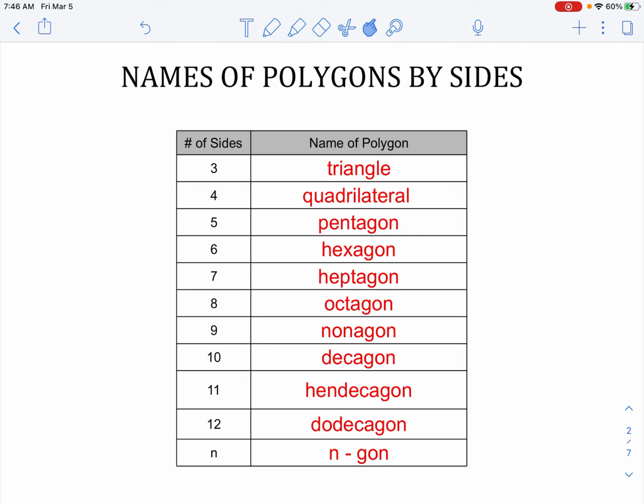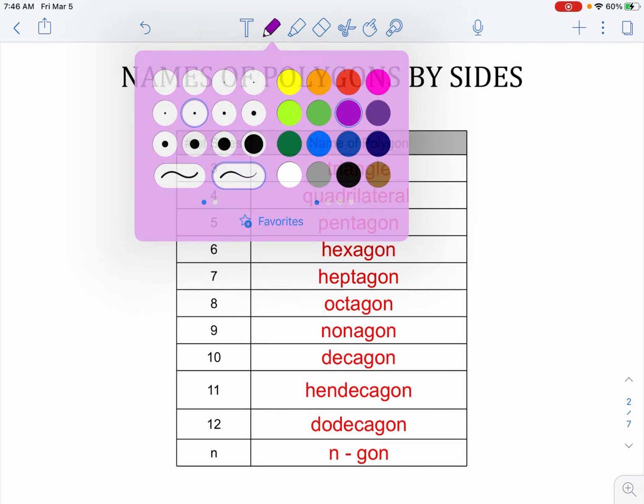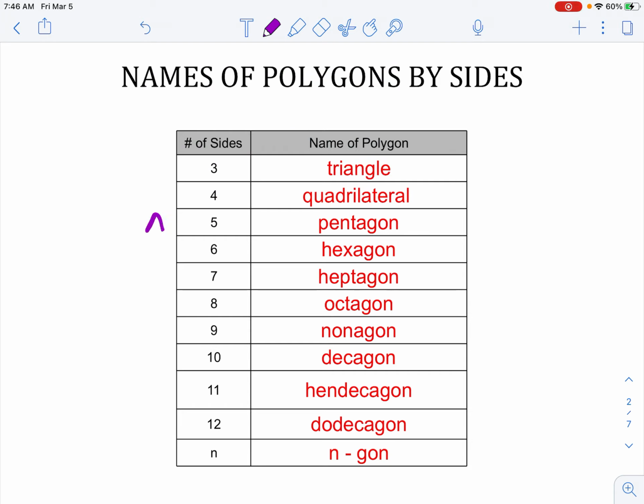Now, the ones that we're going to focus on the most in this chapter, we're going to be looking at a pentagon a lot. We'll be looking at a hexagon. Those are going to be the top 2. Occasionally, we'll look at an octagon, and technically, we could do any one of these figures.